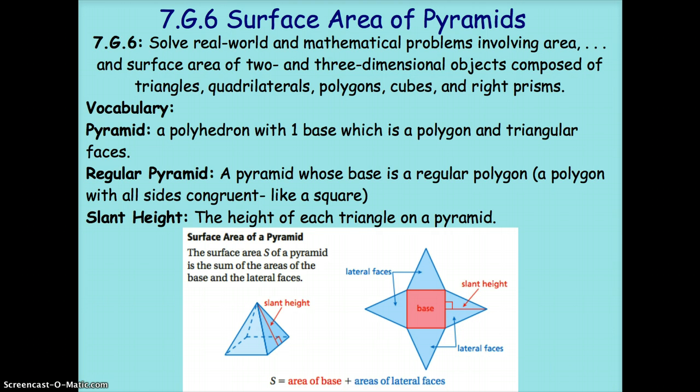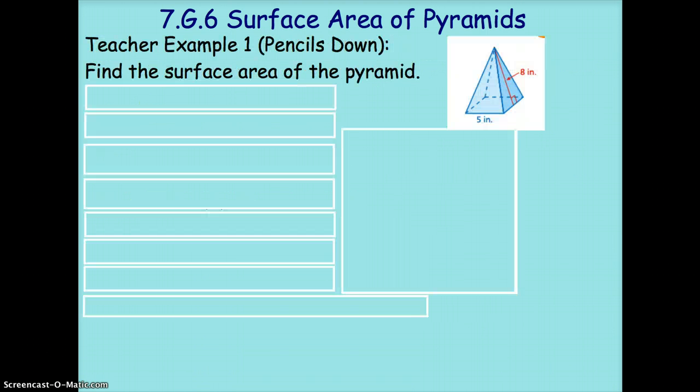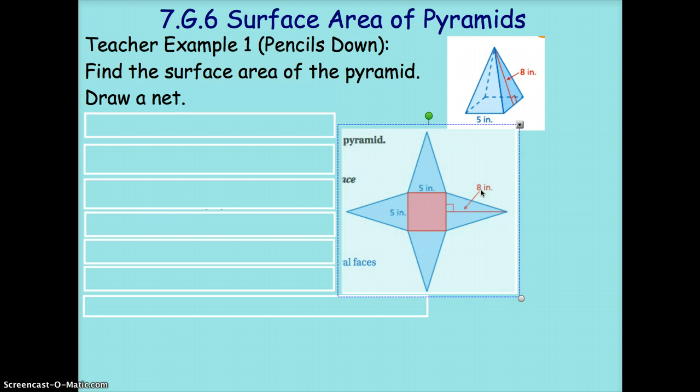Okay, let's take a look at teacher example 1. Make sure your pencils are down. Find the surface area of the pyramid. The first thing we need to do before we can do anything else is start by drawing the net. The net, again, remember, is to flatten out the shape. So notice we have a square. Each side of that square is connected with a triangle. So when I flatten it out, I have 1 square and 4 triangles.